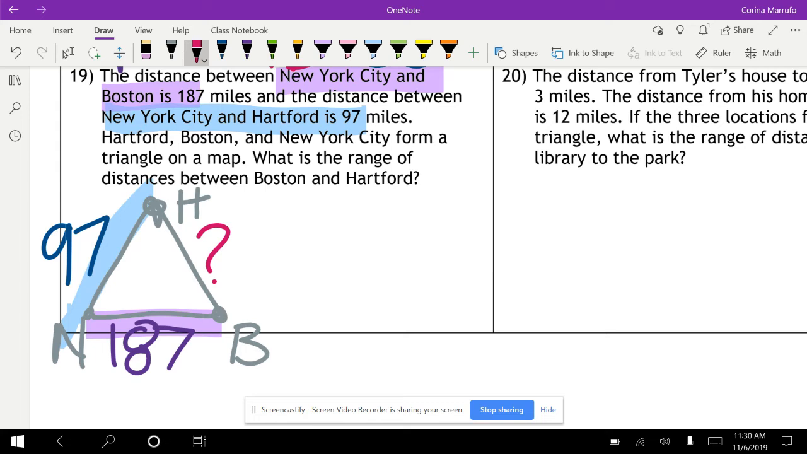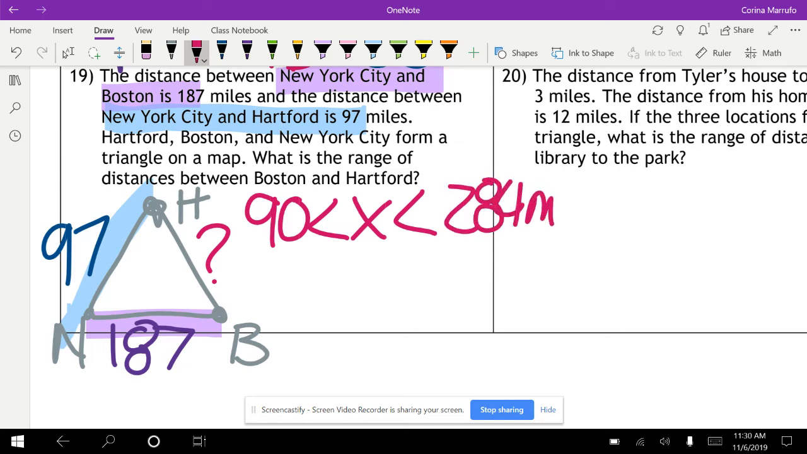So remember, this cannot be too long or too small because then it wouldn't be able to make a triangle. So if we do 187 minus the 97, that is going to give us the smallest that it can be. So 187 minus 97 gives us 90. Okay, so the smallest that it can be is 90. You put 90 less than x less than, and then the biggest that it can be is 187 plus the 97, which gives us 284. And then I'm going to put MI for miles. So I should have put it on this side also.